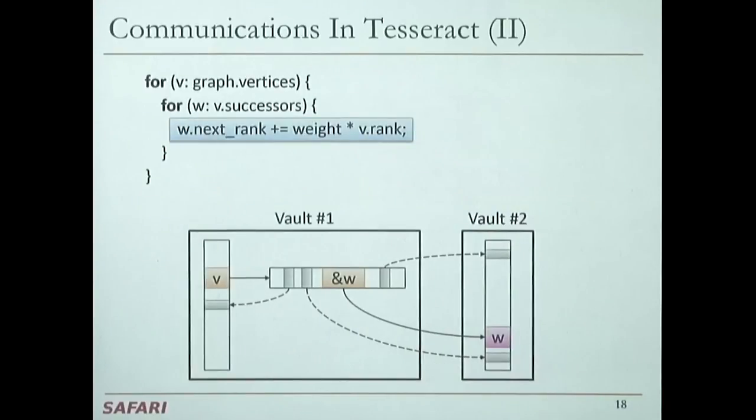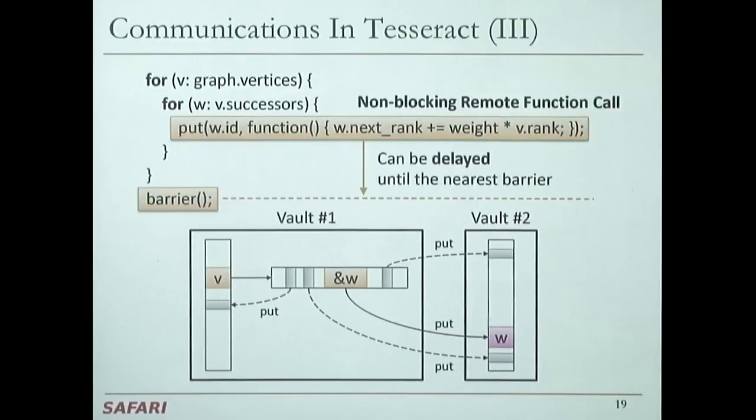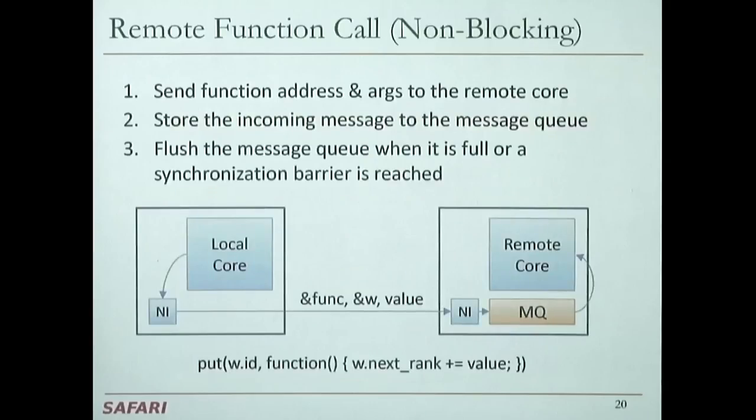Of course, it's a different programming model than just a sequential model, right? You don't do it one by one, but you actually send messages to where the data resides. So w.id is really the vault ID that houses this W. So you somehow need to know that as well. So that's why the programming is a little bit harder here.